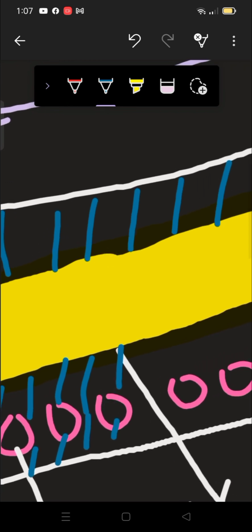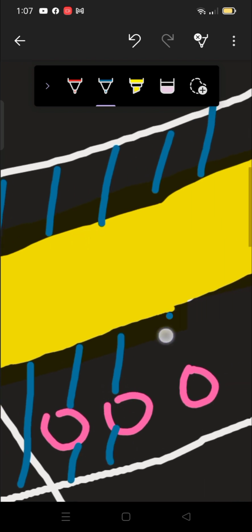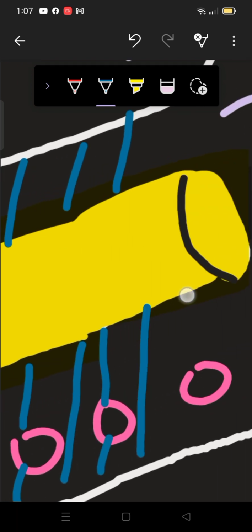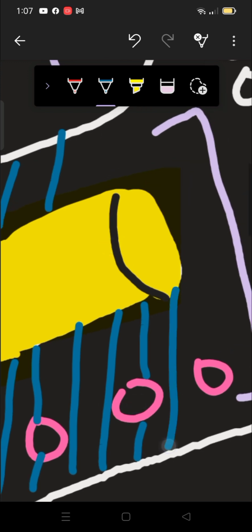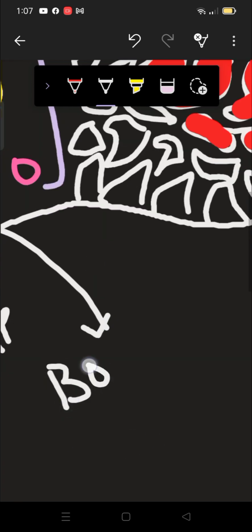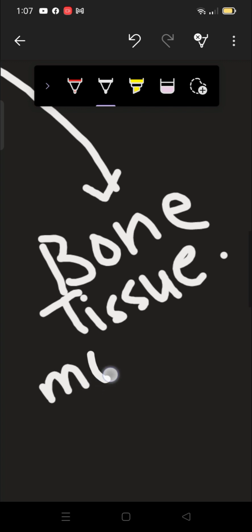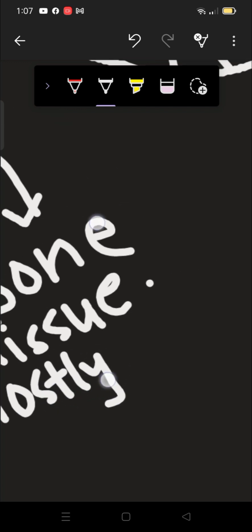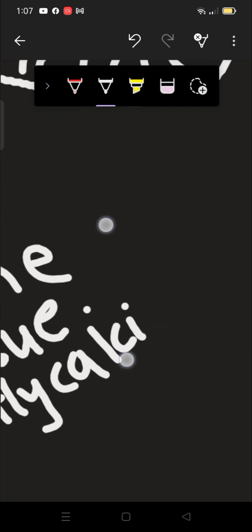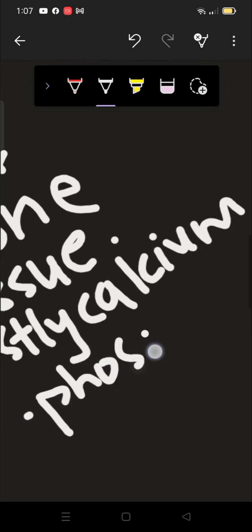And this tissue is known as what? This is a bone tissue. Alright, wait, I'll write this as well. Let me make this first. This is made now. So this is what? Wait, let me write this down. This is a bone tissue. Bone tissue. Alright, which is mostly calcium phosphate.